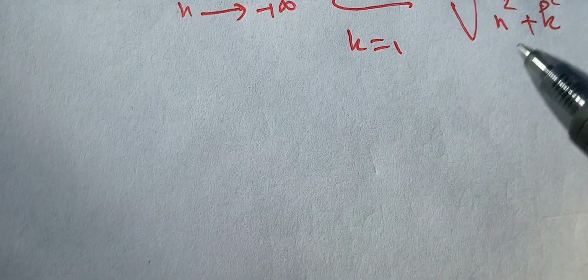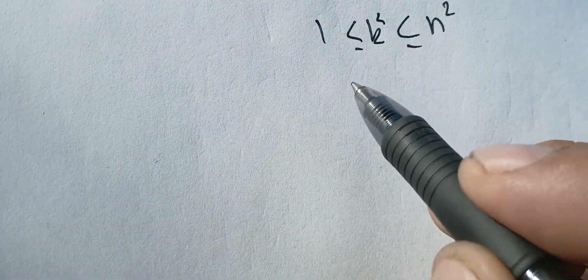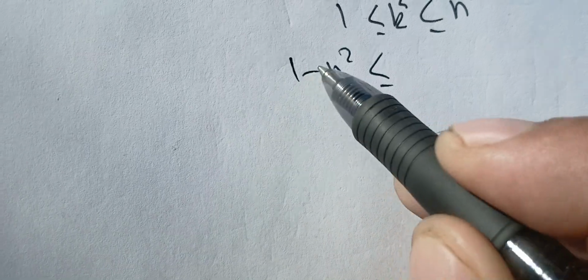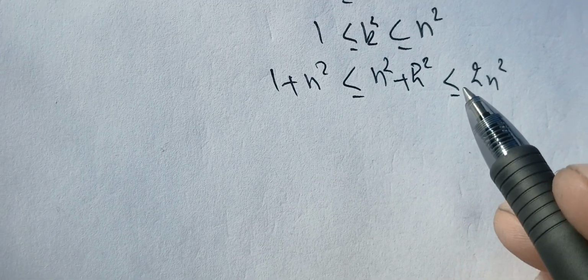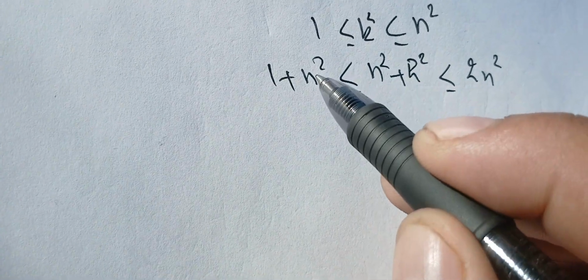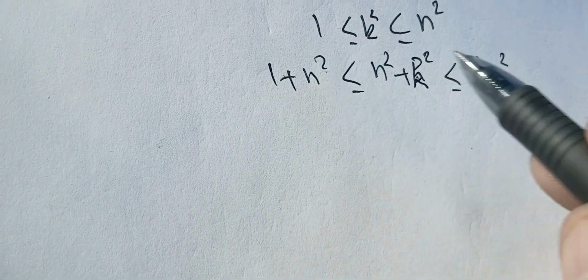Okay. Now, given that k is between 1 and n, we can square it to have k squared between 1 and n squared, and adding n squared to both sides, we have n squared plus k squared trapped between 1 plus n squared and 2n squared.